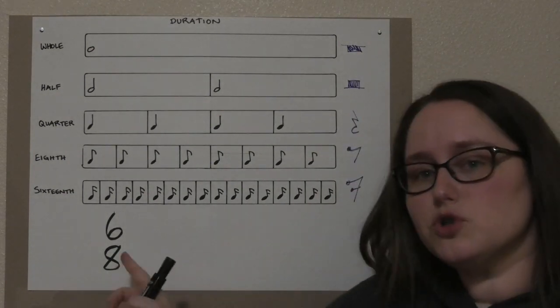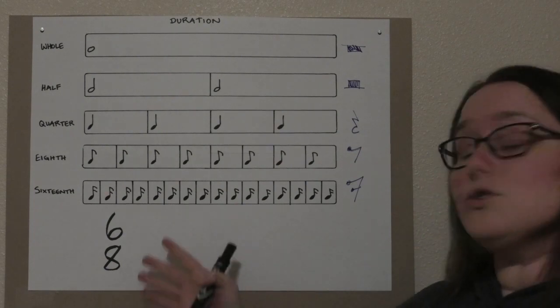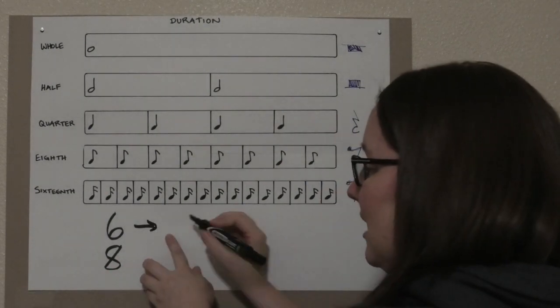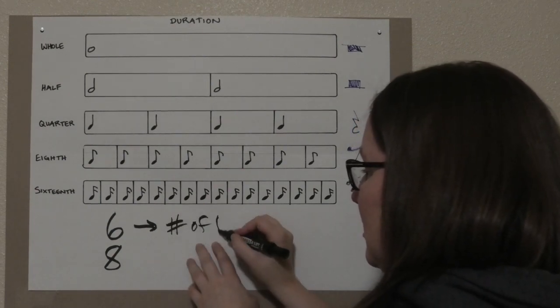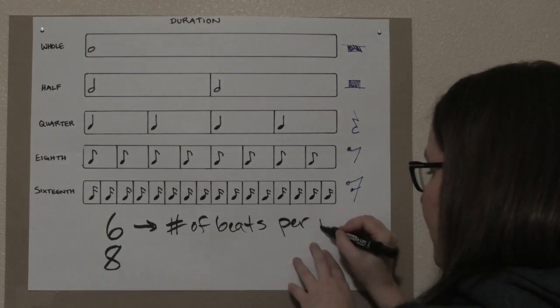Pretend you see those 2 numbers at the beginning of your staff. This is going to tell you 2 things. The top number, no matter what the time signature, always tells you the number of beats per measure.